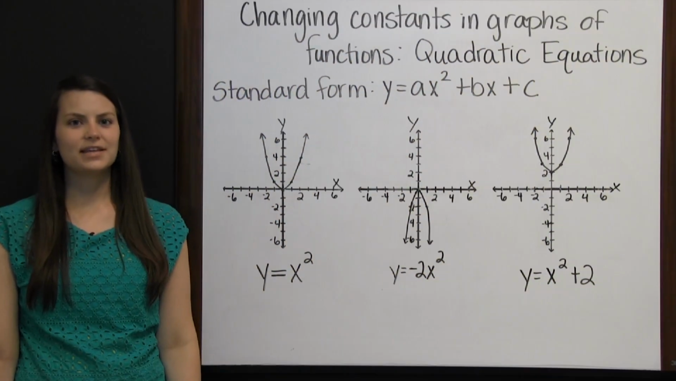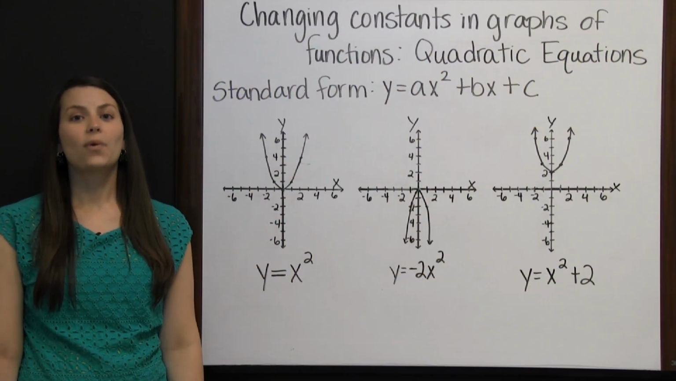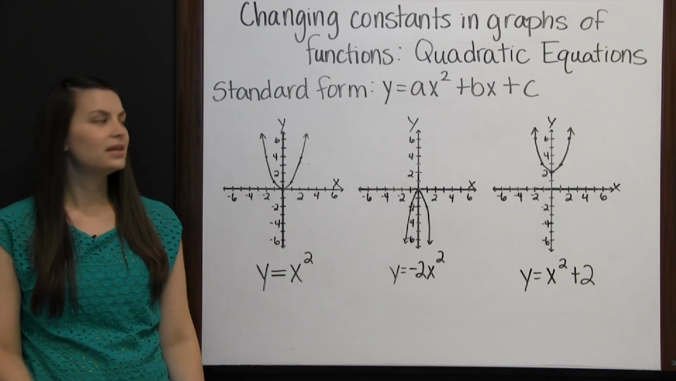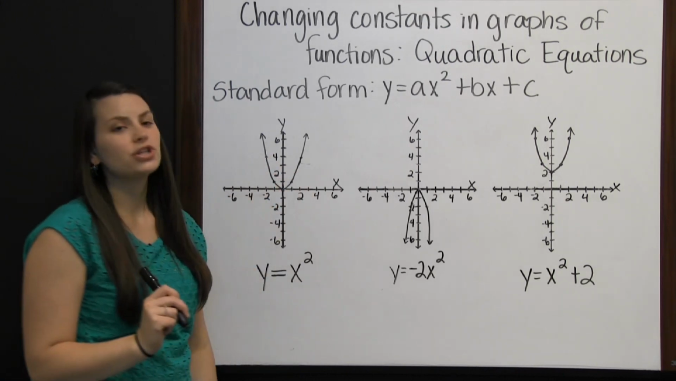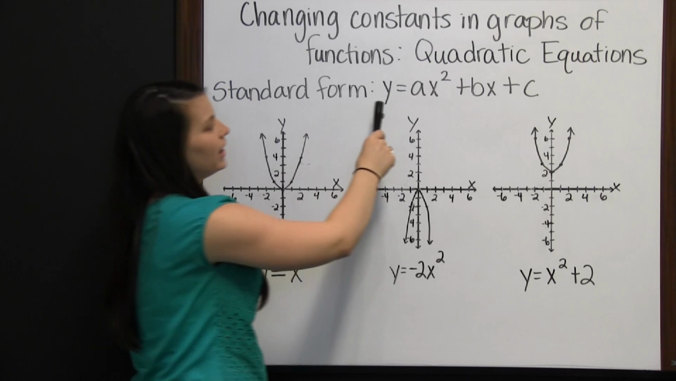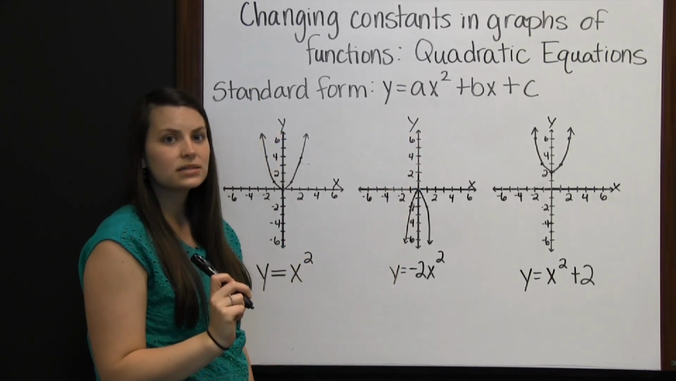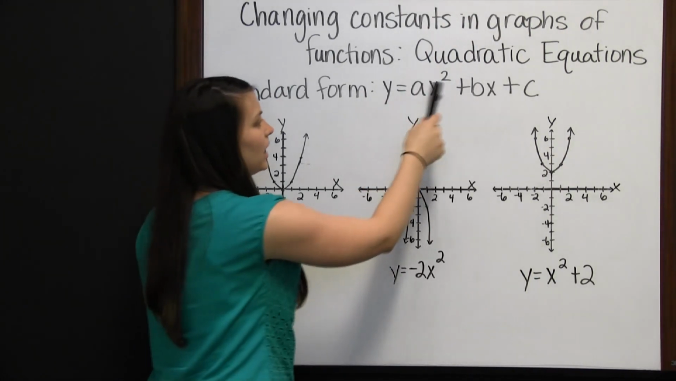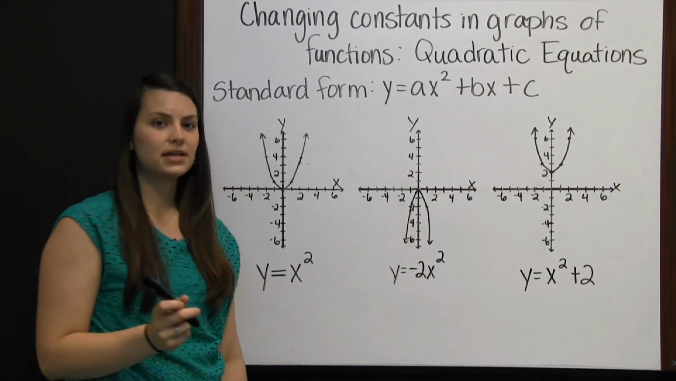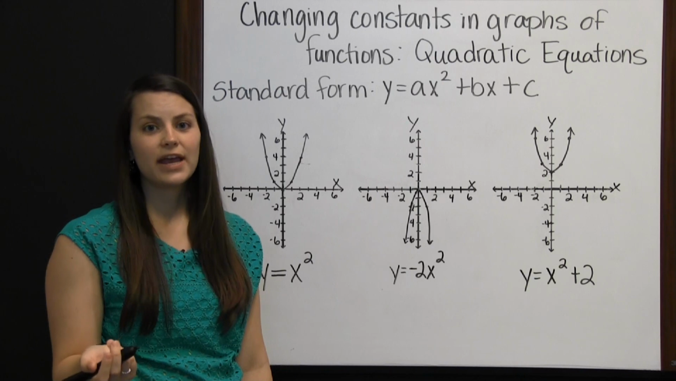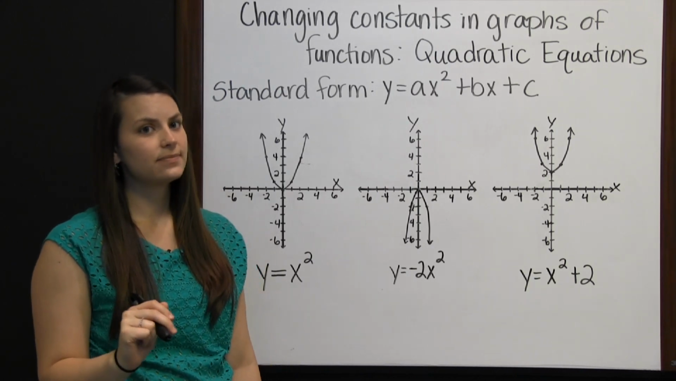Changing constants in graphs of functions, quadratic equations. The standard form of a quadratic equation is y equals ax squared plus bx plus c. A, b, and c are the constants. So when the constants are changed, the graph changes.